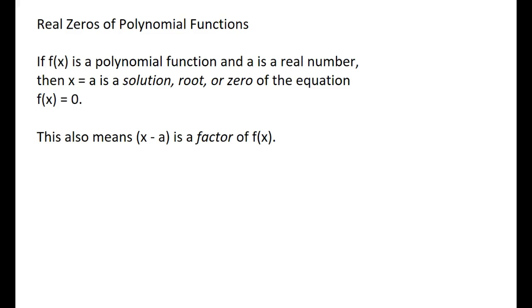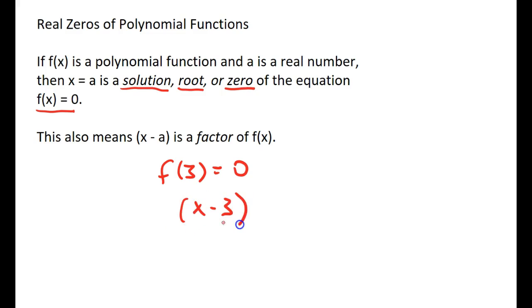All right, so what are real zeros of polynomial functions? Well, if f of x is a polynomial and a is a number that makes that polynomial equal to 0, then we can call a a solution of the polynomial, a root of the polynomial, or a zero of the equation f of x equals 0. This also means that x minus whatever a is a factor of f of x. So let's say that f of 3 makes that whole polynomial equal to 0. That means that x minus 3 would be a factor of that polynomial.